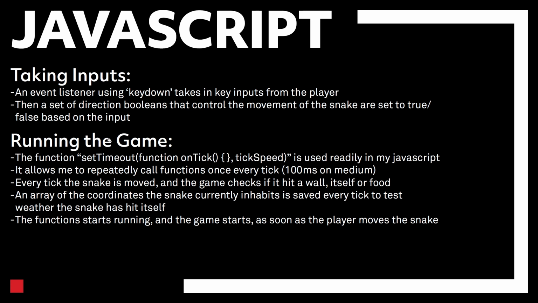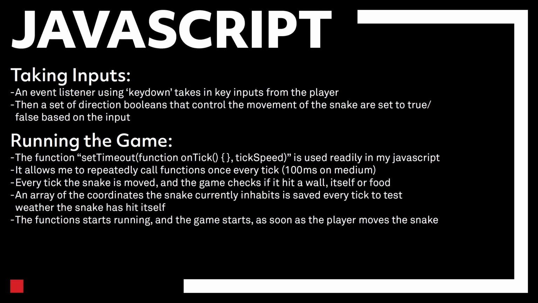So in order to take in inputs from the user, I use an event listener using key down, and that essentially lets me reference any key pressed by the user. I then sort through these keys and I look for up, down, left, and right, and I set a boolean or a set of booleans to the direction the snake is currently moving. So if up was pressed last, then up will be true and every other boolean will be false. If down was pressed, down will be true and everything else will be false.